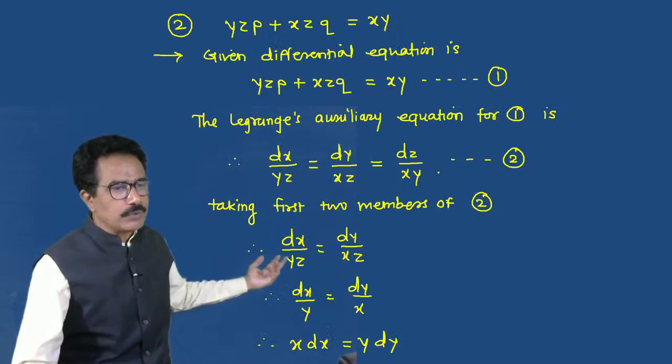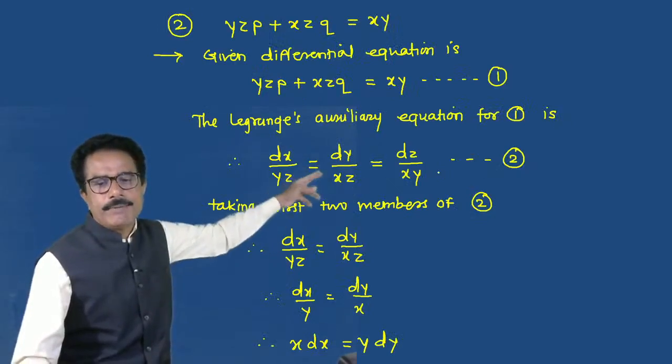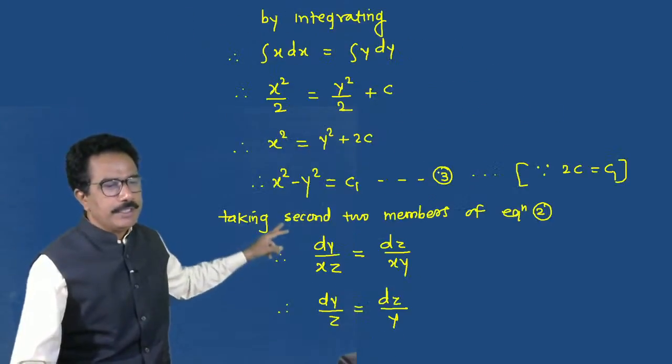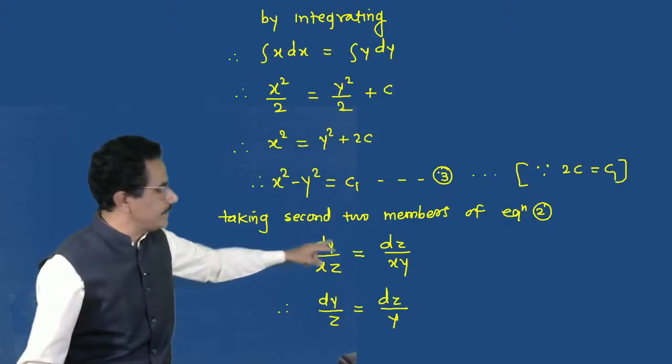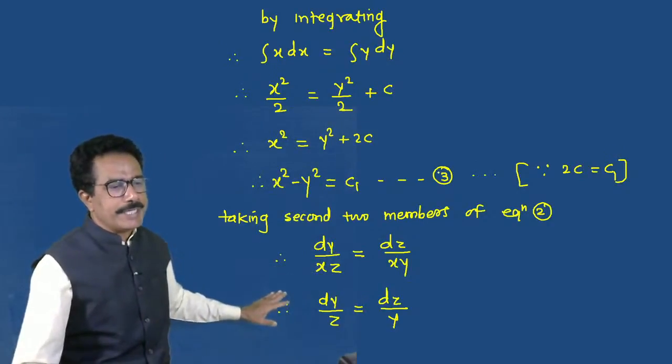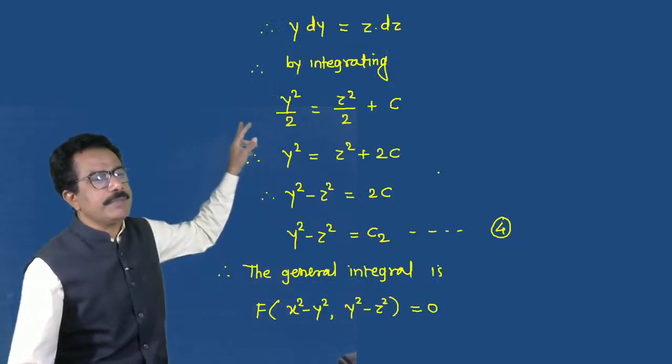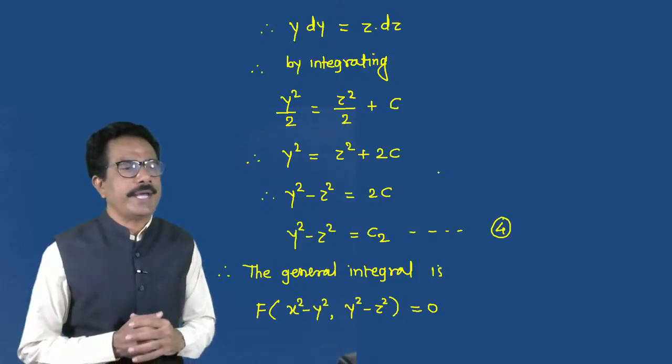Now take the other two members of equation 2. dy upon xz equals dz upon xy. So we can cancel x: dy upon z equals dz upon x. Now separate this by taking the cross multiplication: y dy equals x dz.